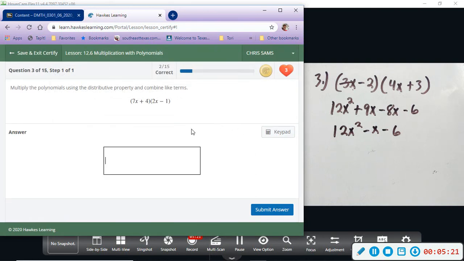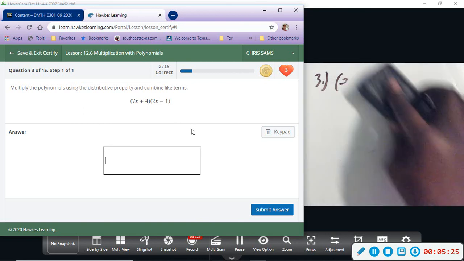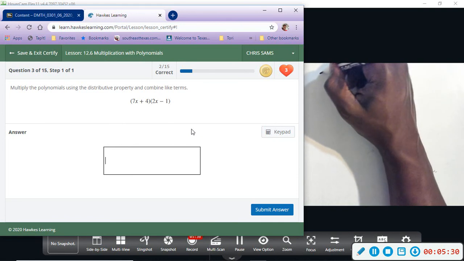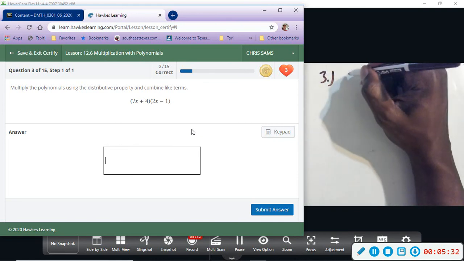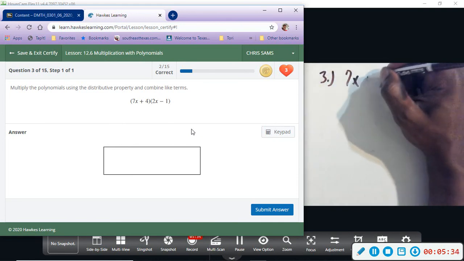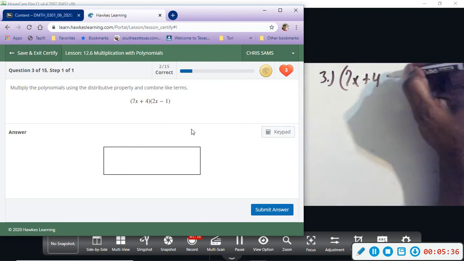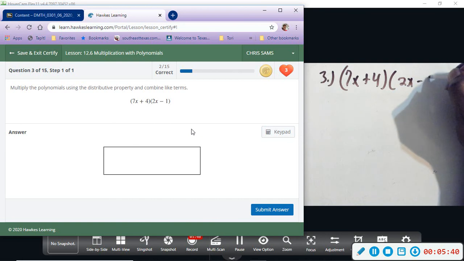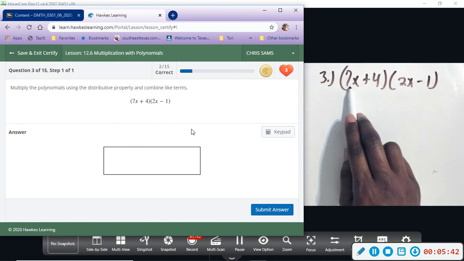Okay, so maybe I made some mistake somewhere with the signs. Not sure where that happened. Let's just do it again. Be good practice. Okay, so number 3, 7x plus 4. I'll be a little bit more careful this time. 2x minus 1. Okay, so 7x and 2x.